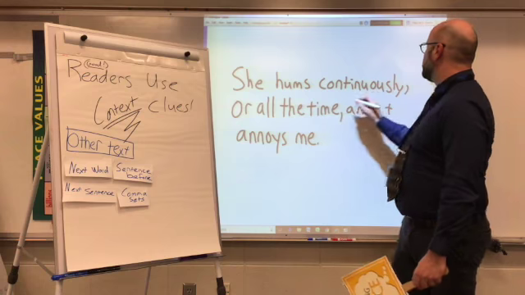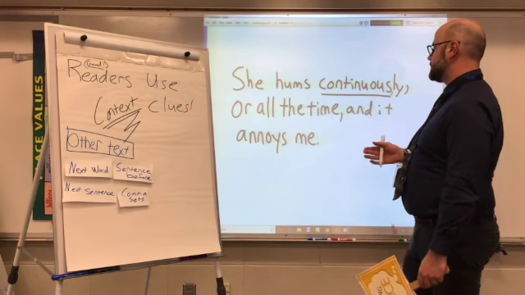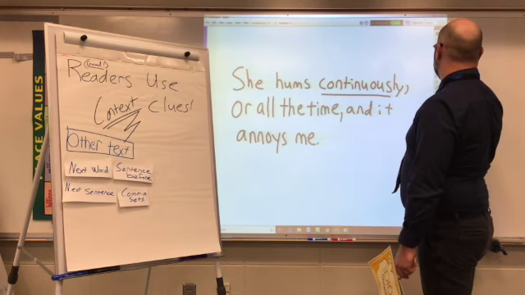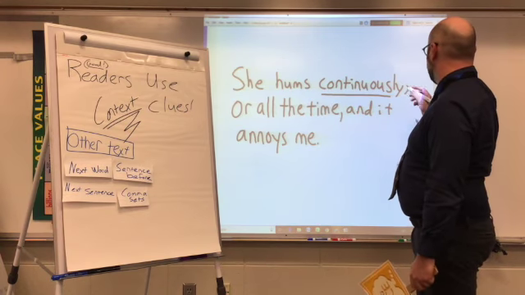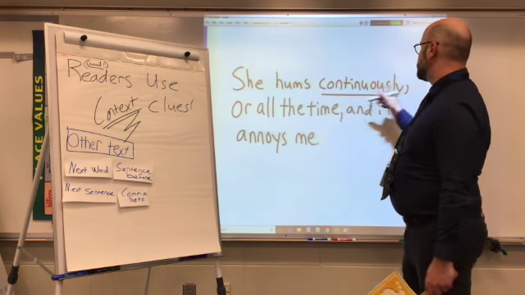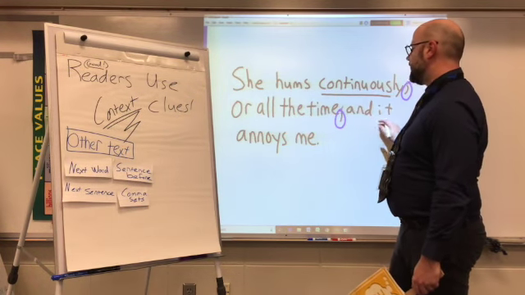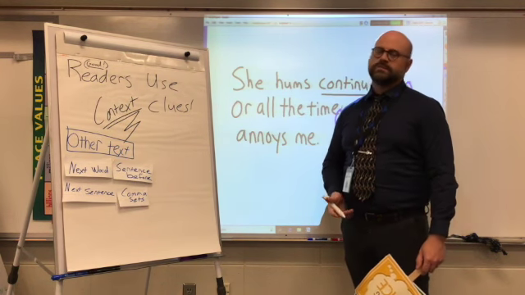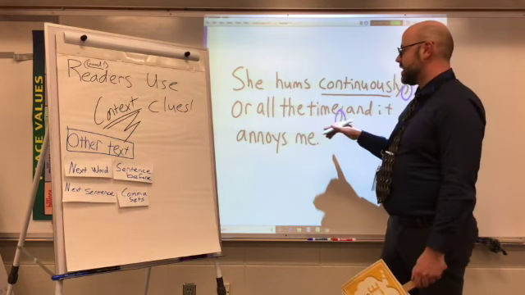Oop, I forgot to underline. Okay. She hums continuously or all the time, and it annoys me. Well, what does continuously mean? And a lot of us probably know what continuously means, but I wrote this example because I want to bring your attention to one thing, and that is the comma sets on our anchor chart. So she hums continuously, comma, or all the time, comma, and it annoys me. So if somebody's humming all the time, if somebody's humming continuously, they're humming all the time, right?